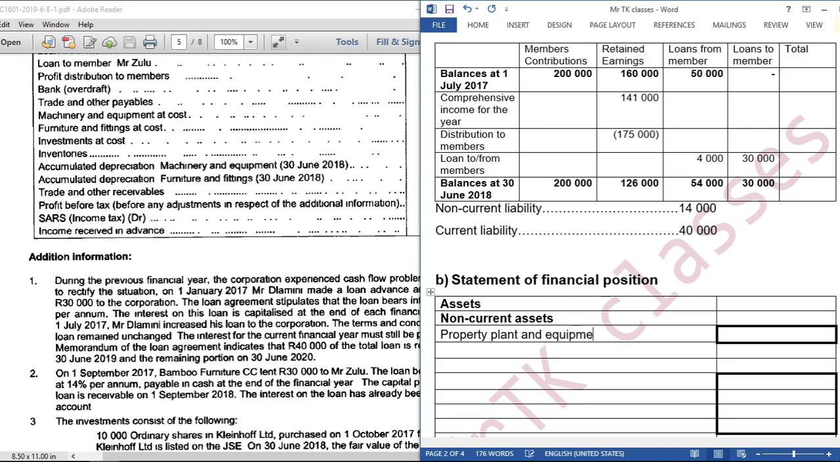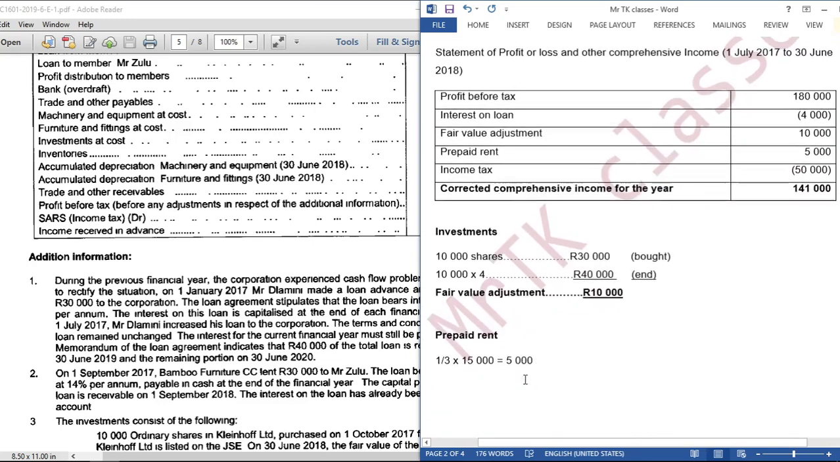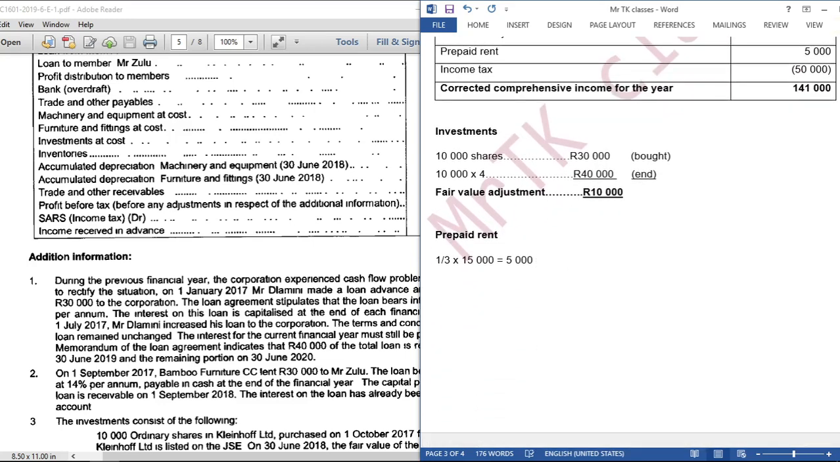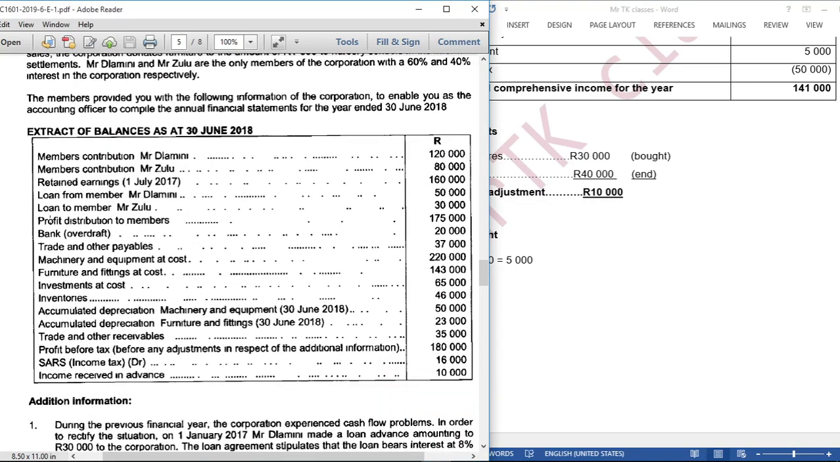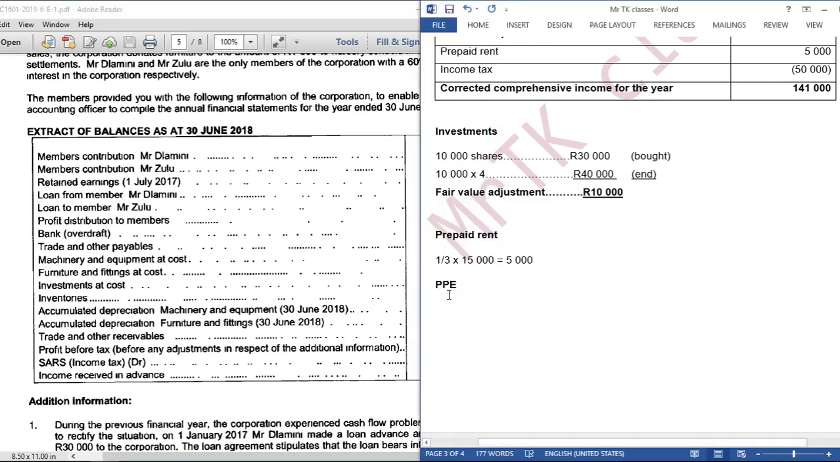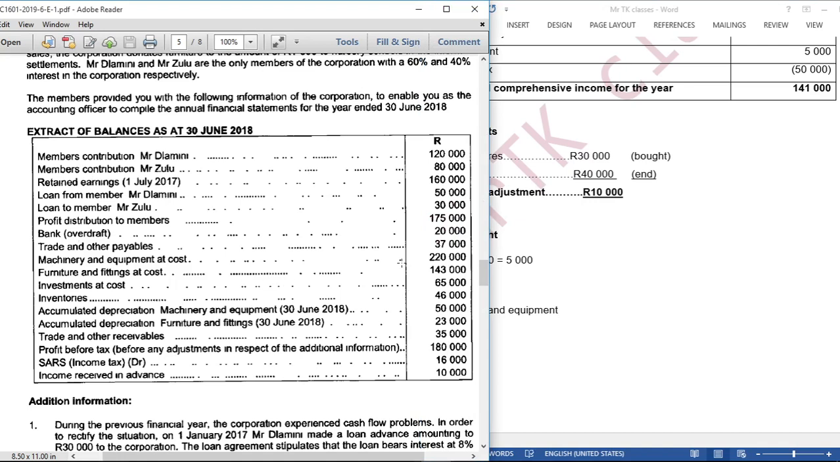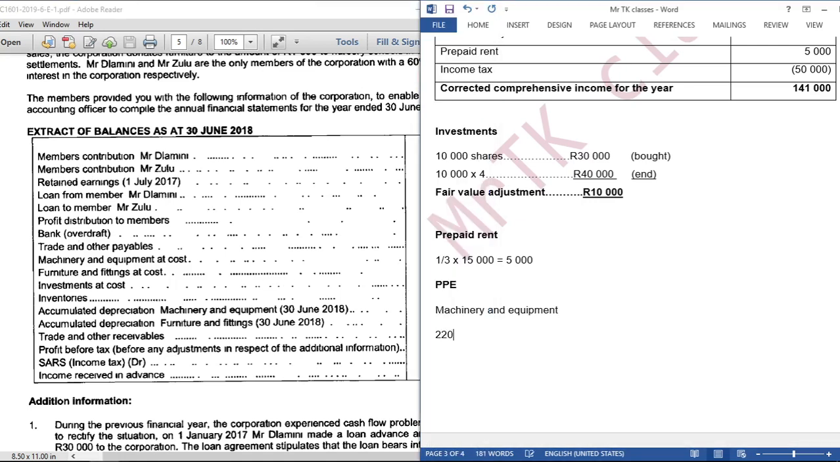Property, plant, and equipment. Let us do the calculations. We just come here and say PPE. All right, so we have the non-current assets. We have machinery and equipment. We are going to say the cost of machinery and equipment is 220,000.